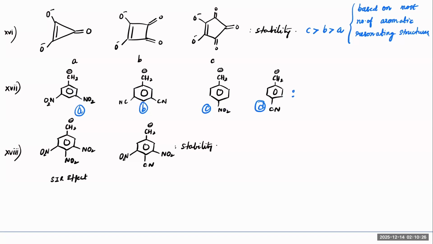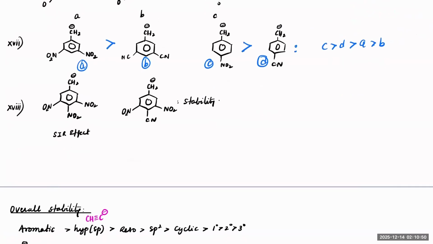And since the resonance is weaker in this case, we can say that between A and B, definitely A is more. And between C and D, definitely C is more. Okay. Now, if you have to compare A, B, C, D, of course, that also can be compared. That is, C is greater than D, and then A is greater than B. This is the order you can get. Okay.